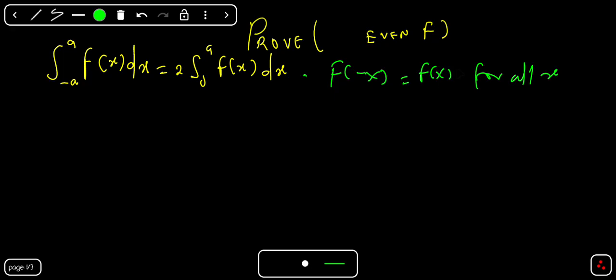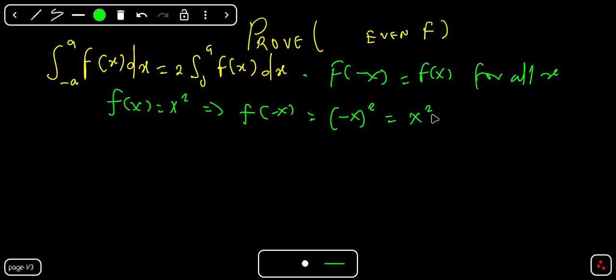Now, for instance, let's say we have f of x equal to x raised to the power of 2. Then I want to find f of negative x. Substitute x to be negative, so we have negative x raised to the power of 2, and that gives us x squared, which is our f of x. That shows that x squared is an even function. All right, that's not what we're doing today, so let's prove the integral.